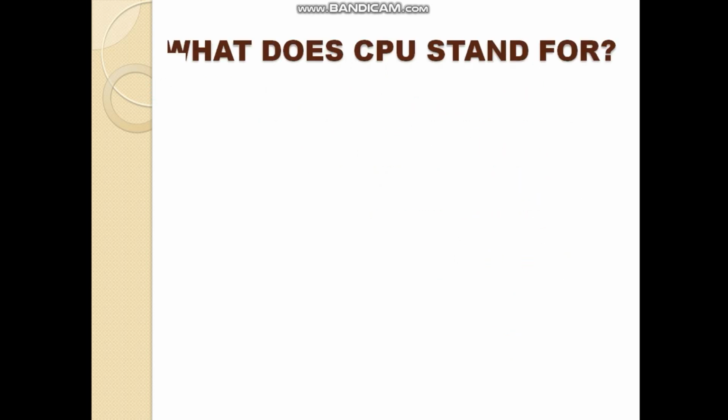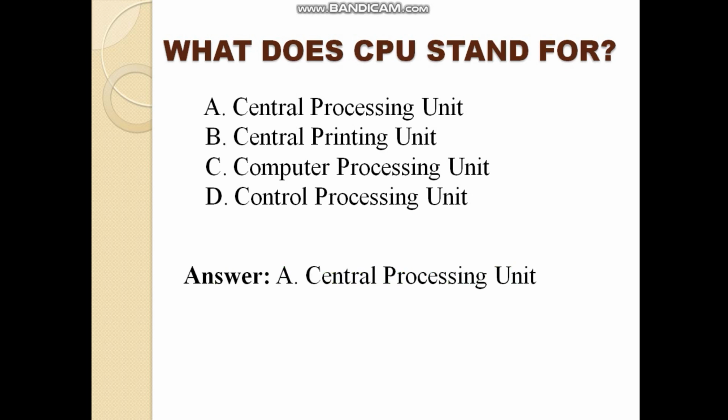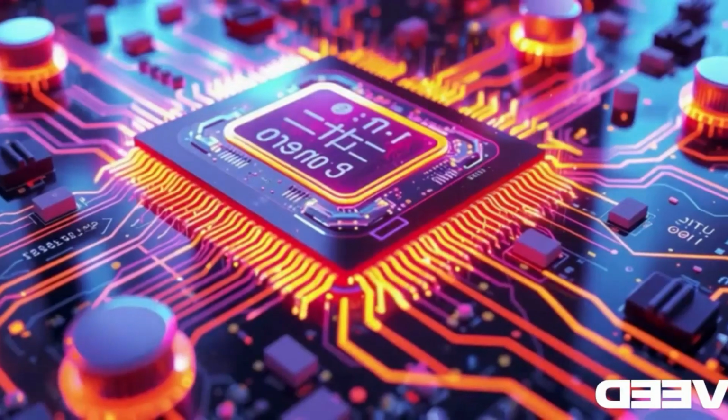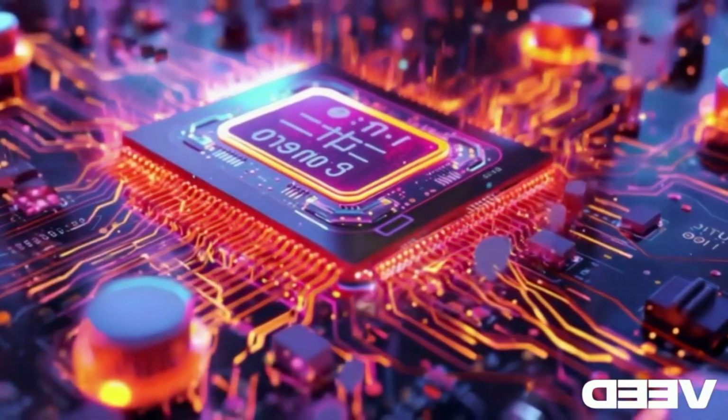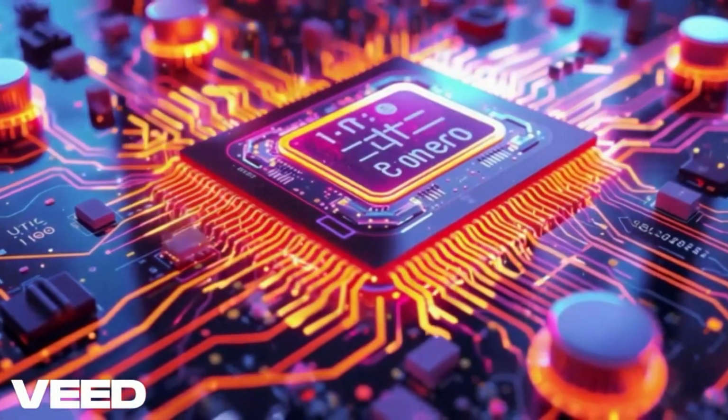What does CPU stand for? A. Central Processing Unit. B. Central Printing Unit. C. Computer Processing Unit. D. Control Processing Unit. Answer: A. Central Processing Unit. The CPU is the brain of the computer, responsible for executing instructions and managing the operation of other components.